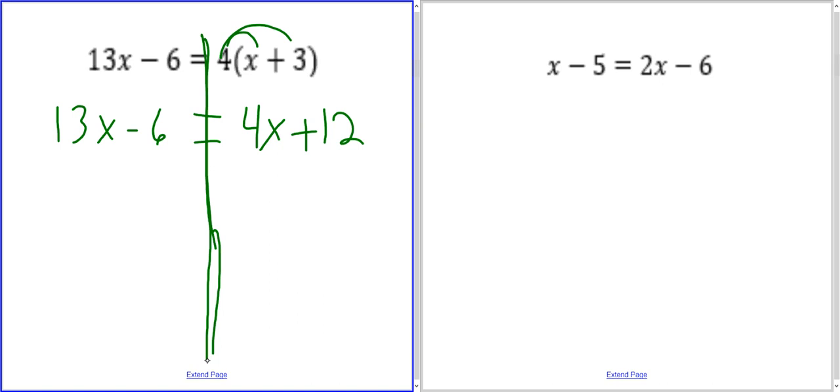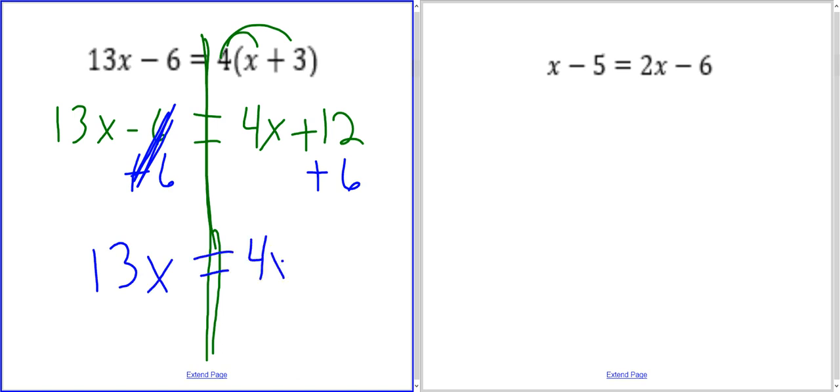So it doesn't matter where you start. I'm going to start by moving my constant over. So I'm going to move 6. So I'm going to add 6 to both sides. So plus 6. So these 6's cancel, and I get 13x equals 4x. And I'm adding 6 to 12 because those are like terms. They both are constants. So this is 18. So don't add 6 to 4x because those are unlike terms.